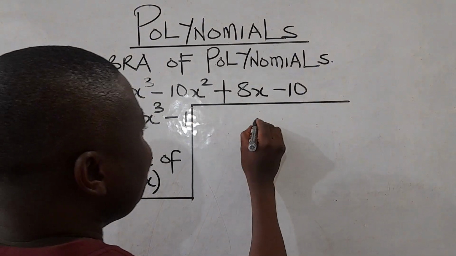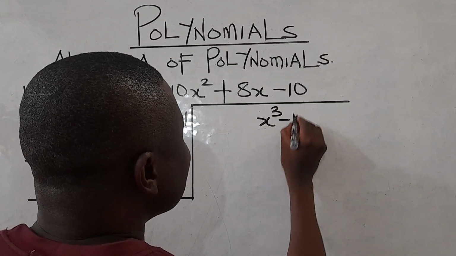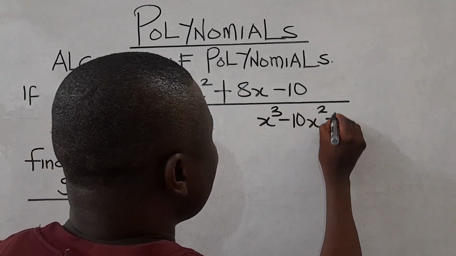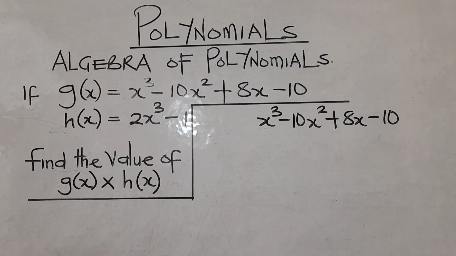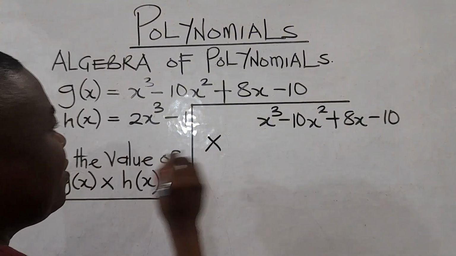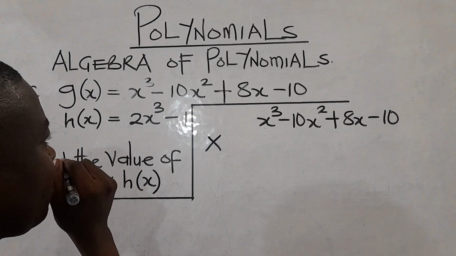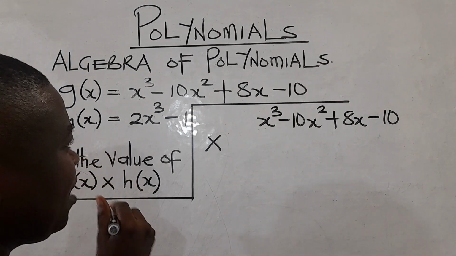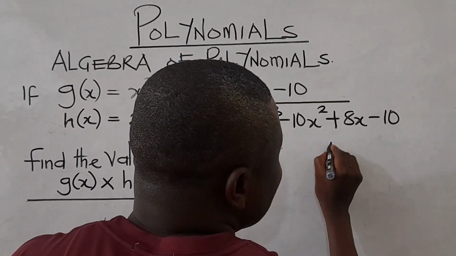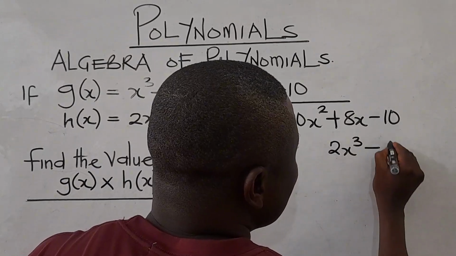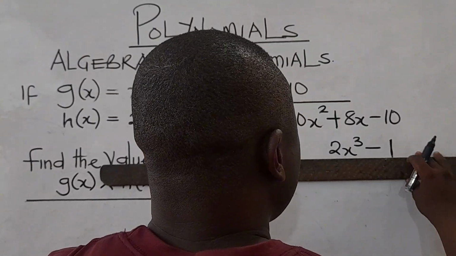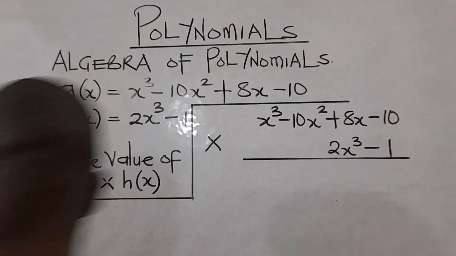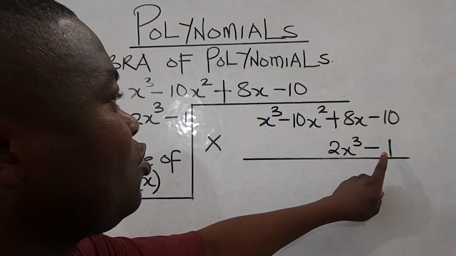This is x cubed minus 10x squared plus 8x minus 10. Let's write it out first. Then the second one that we're multiplying is 2x cubed minus 1. For convenience, we can put it anywhere. It does not actually matter because we're about to multiply. We'll use any of them first.